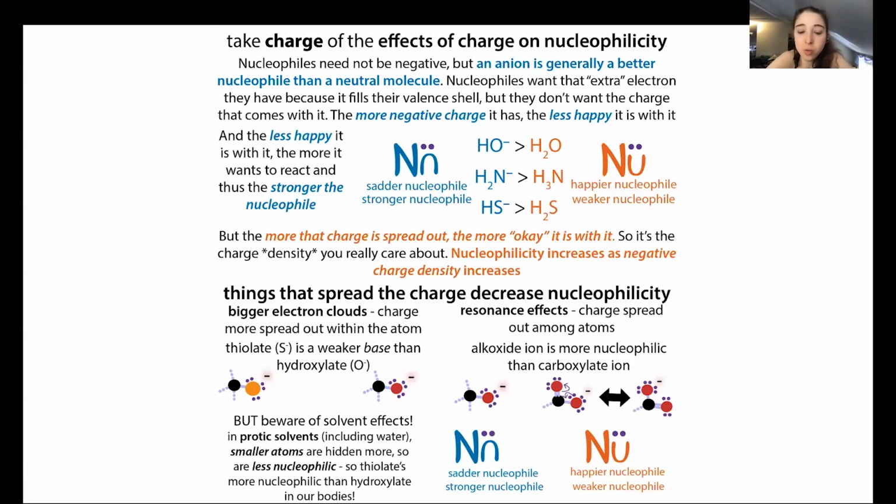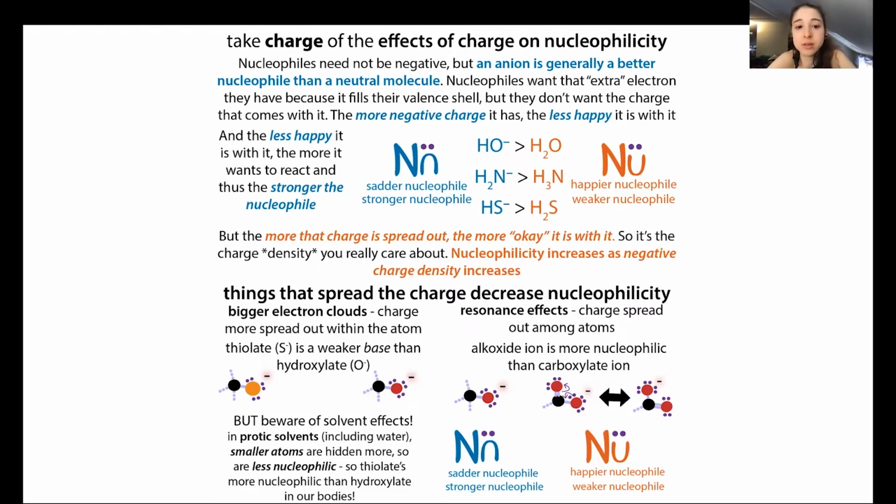Okay, so what else? What about negativity? Nucleophiles don't have to be negative, but an anion is generally a better nucleophile than a neutral molecule. Remember, they want that extra electron because it fills their valence shell, but they don't want the charge that comes with it. And the more negative charge it has, the less happy it is, and the less happy it is, the more likely it is to react as a nucleophile to get what it wants.